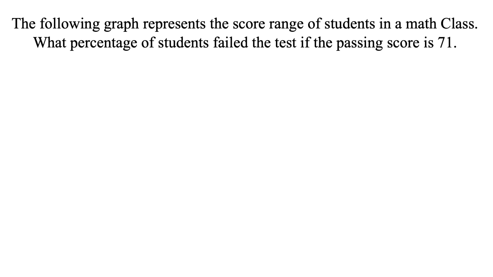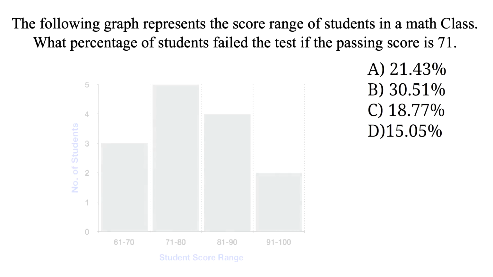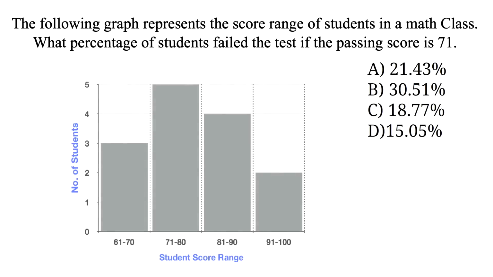The following graph represents the score range of students in a math class. What percentage of students failed the test if the passing score is 71? A. 21.43%. B. 30.51%. C. 18.77%. D. 15.05%. Please, it's very important you master how to find percentages, especially from graphs.